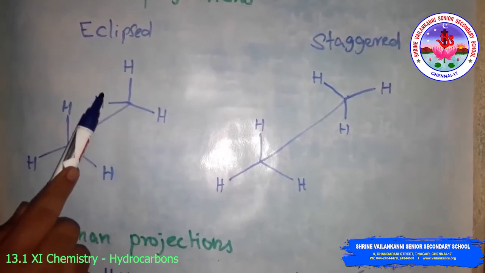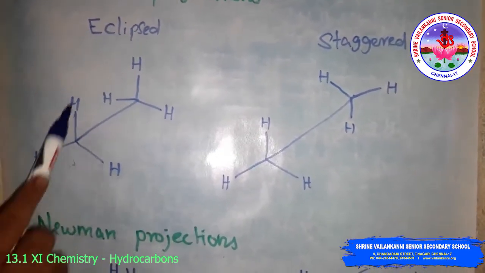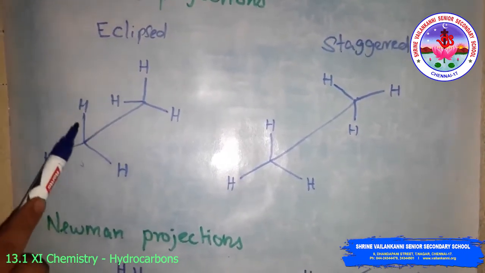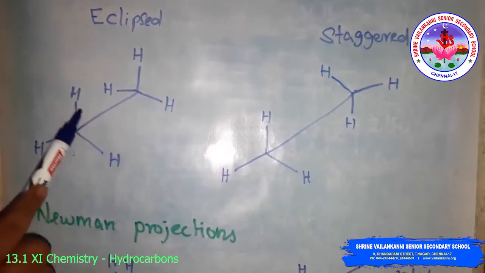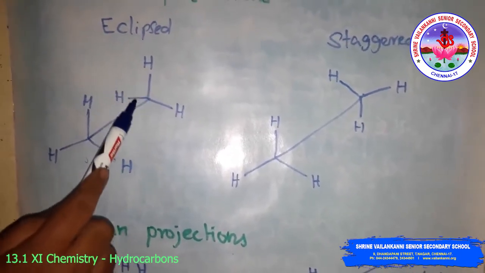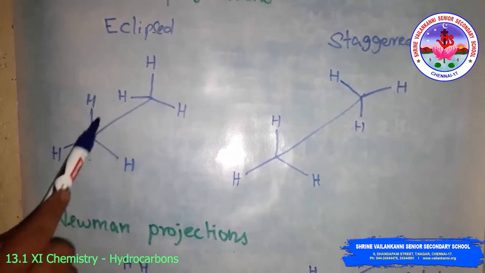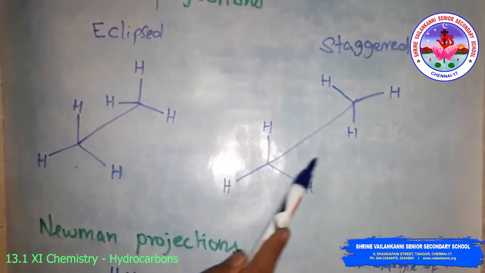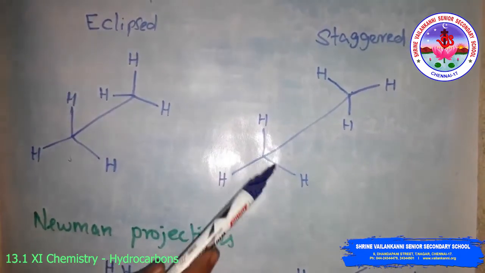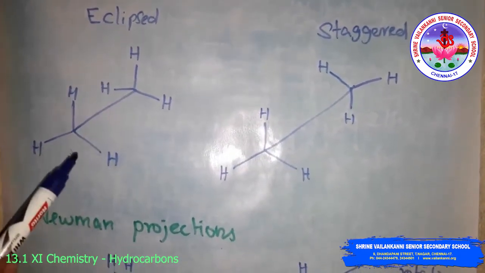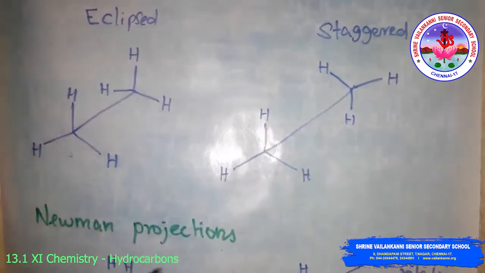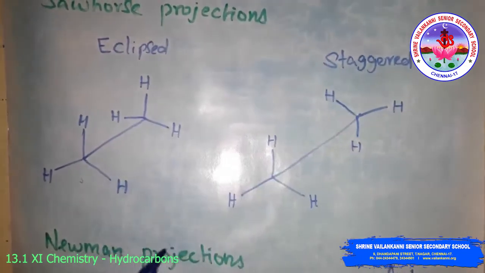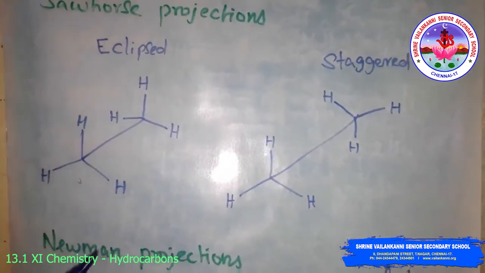Each carbon has three lines attached, corresponding to the three hydrogen atoms. The lines are inclined at an angle of 120 degrees to each other. So this is the Sawhorse projection of the eclipsed form, and this is the staggered conformation of ethane. Usually the staggered form conformations are more stable in nature.